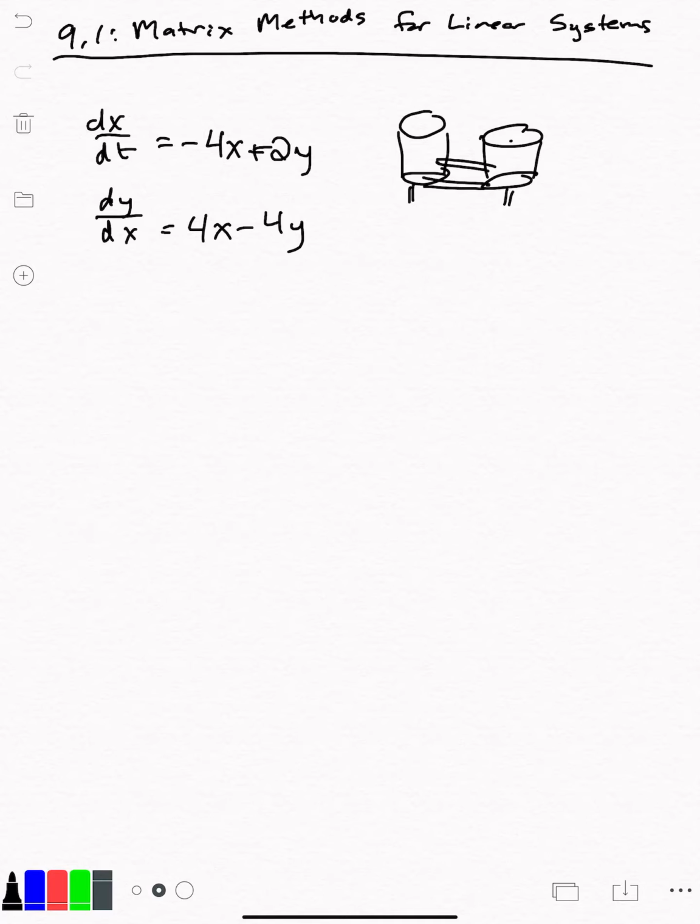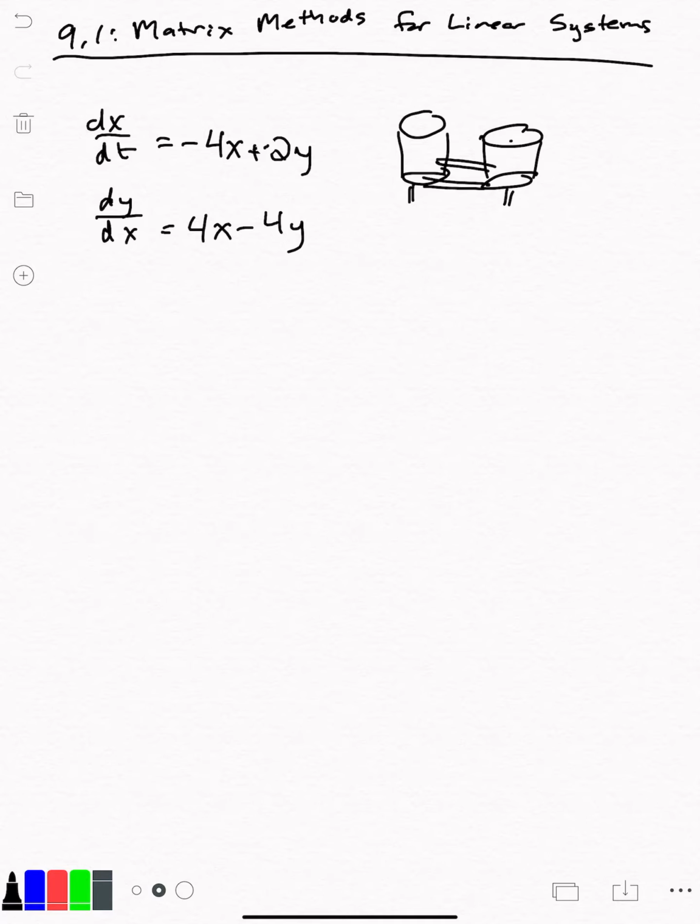And the problem is that since you had two different containers, you had two different amounts of salt at any given time, one in the left and one in the right, which meant you had two different unknown variables, x and y. And so that means we don't just have a single differential equation like we're used to. We have two differential equations, and furthermore, they're interconnected, right?